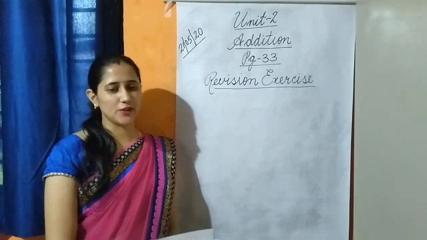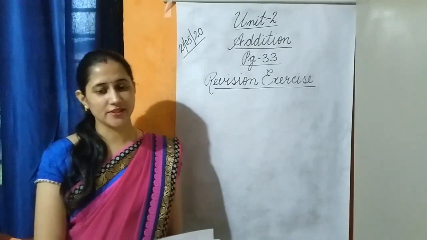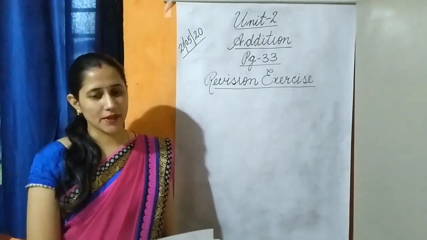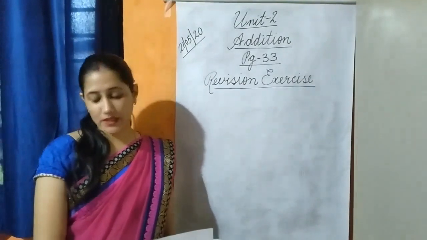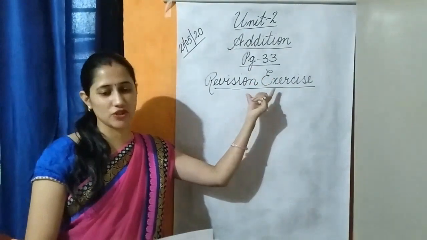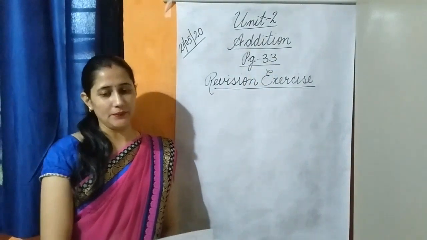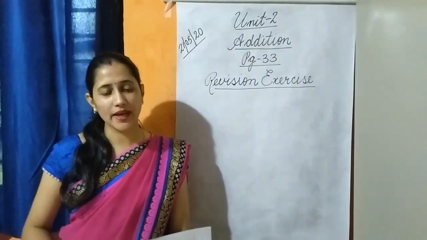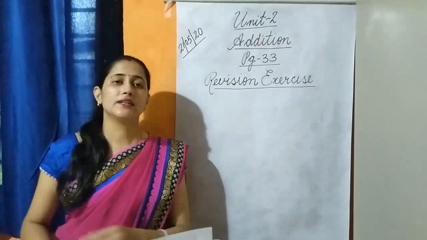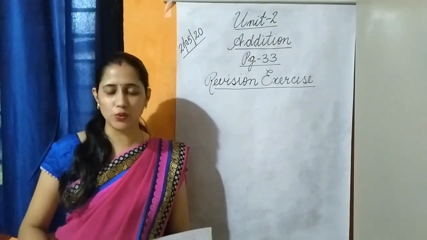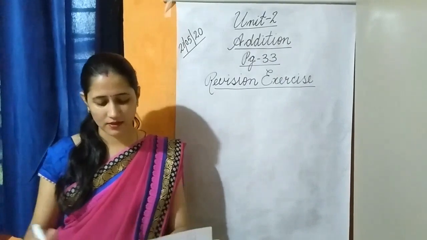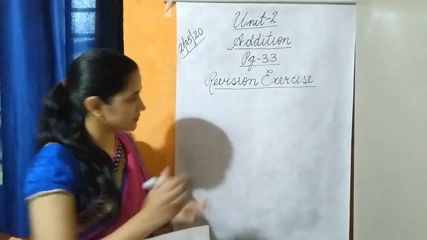In the previous video I explained Unit 2 addition, and now we will start doing the book exercise. Today we will start with the revision exercise on page number 33. Here we have to do addition of 2-digit numbers with 2-digit numbers. You have done this in class 2, which is why you have got it first as revision. Now we will start with the first one.